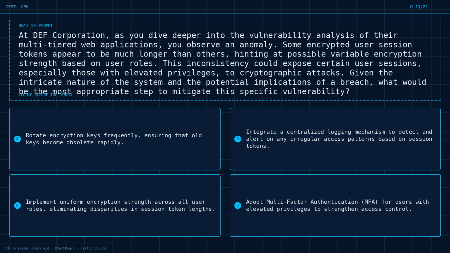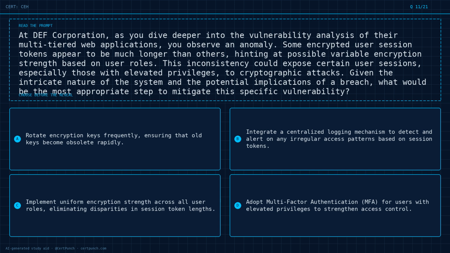Question 11 of 21. At DEF Corporation, as you dive deeper into the vulnerability analysis of their multi-tiered web applications, you observe an anomaly. Some encrypted user session tokens appear to be much longer than others, hinting at possible variable encryption strength based on user roles. This inconsistency could expose certain user sessions, especially those with elevated privileges, to cryptographic attacks. Given the intricate nature of the system and the potential implications of a breach, what would be the most appropriate step to mitigate this specific vulnerability?